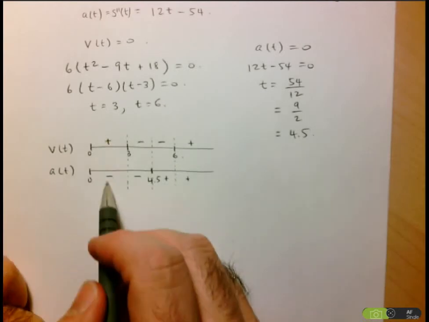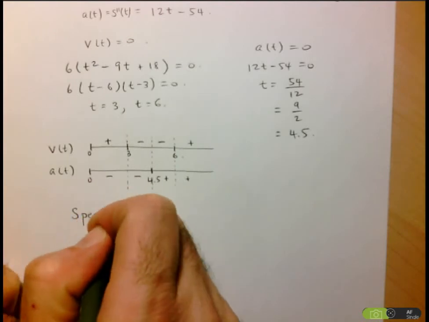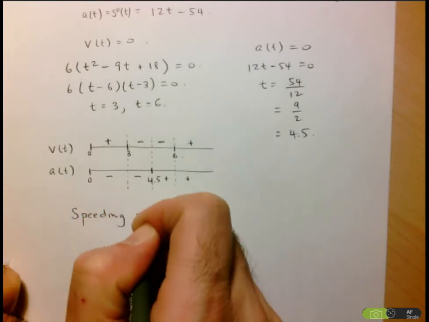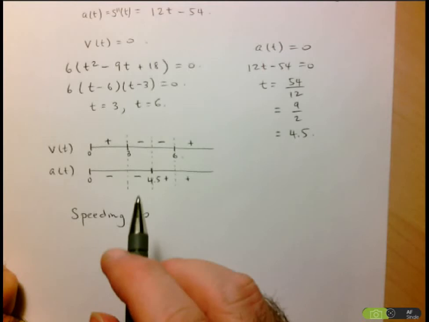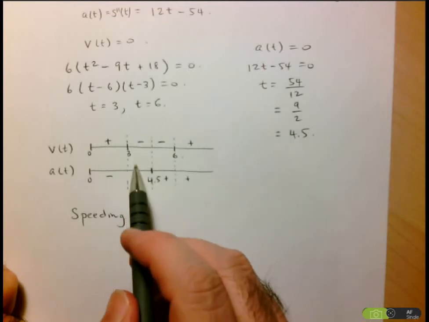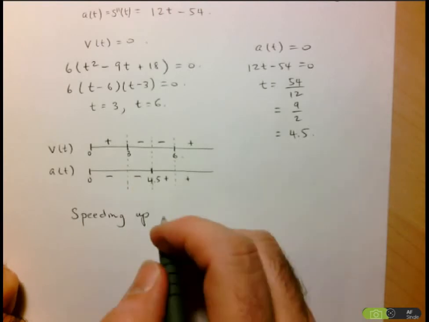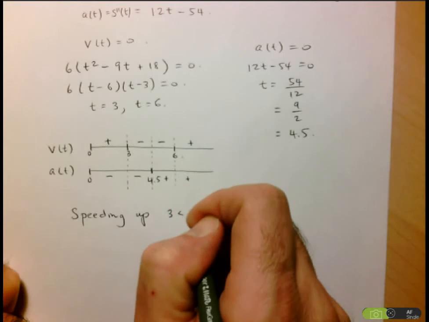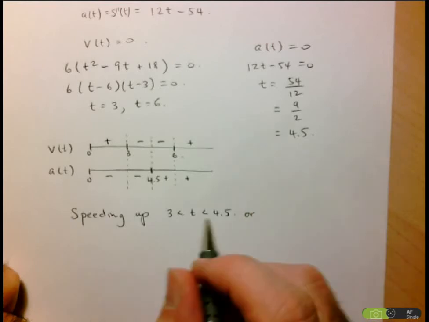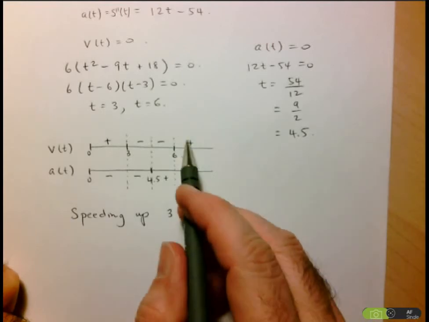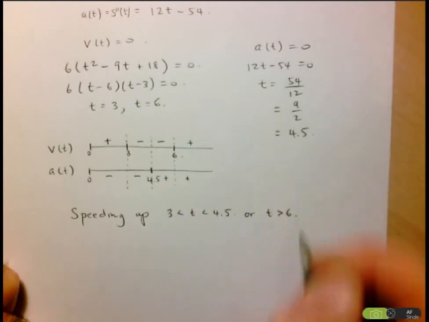So now it's very easy because everything is lined up. Where is it going to be speeding up? Anywhere where they have the same sign. They have the same sign in this interval between 3 and 4.5, so 3 less than t less than 4.5. But it's also speeding up in this interval where they're both positive, or t greater than 6.